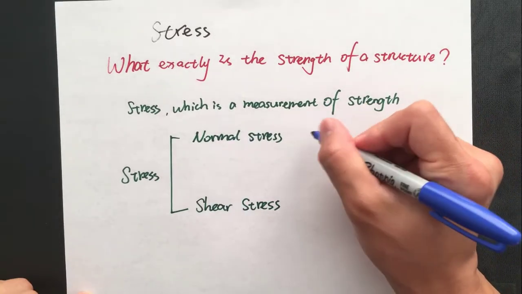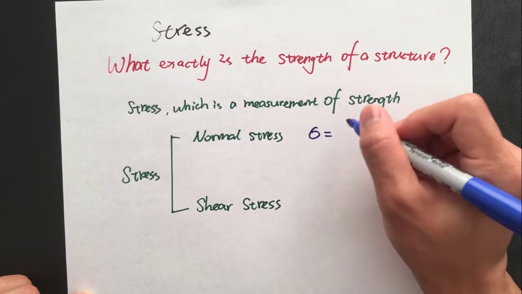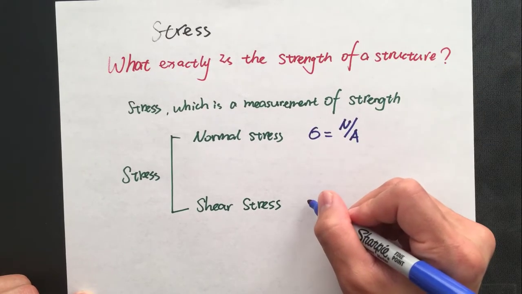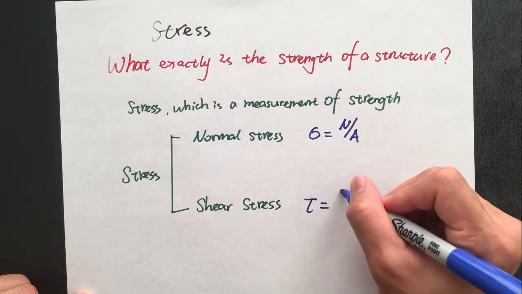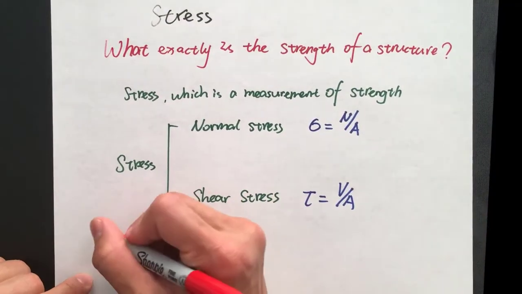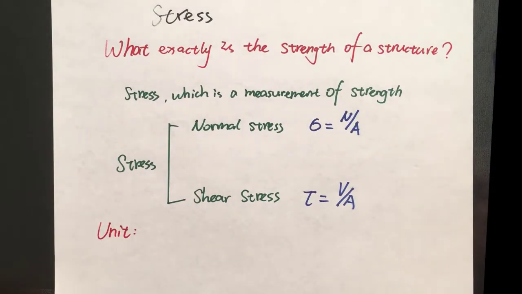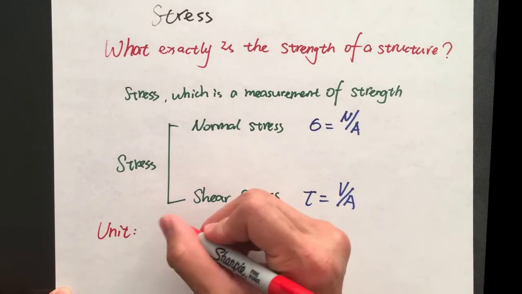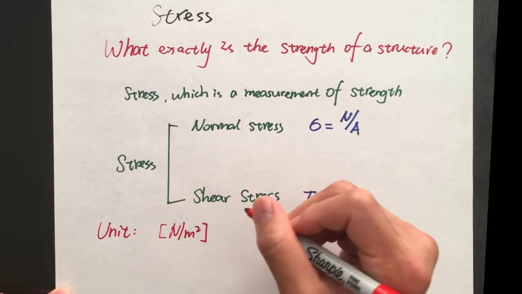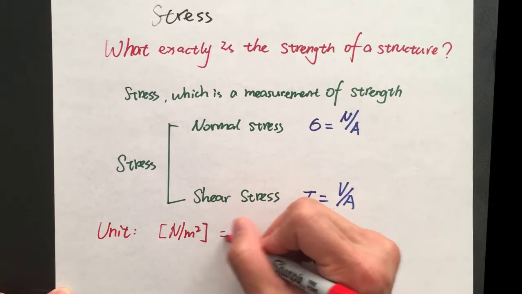We define normal stress as sigma equals the normal force over the area. And we define shear stress as tau equals the shear force over area. It is also important to know the unit of the stress. The basic unit from the definition is Newton per meter square, and this also equals Pascal.